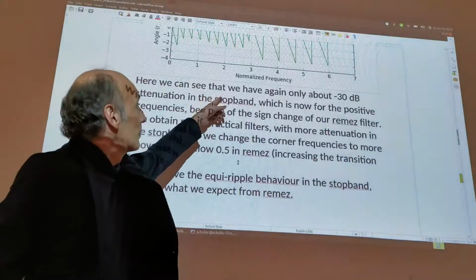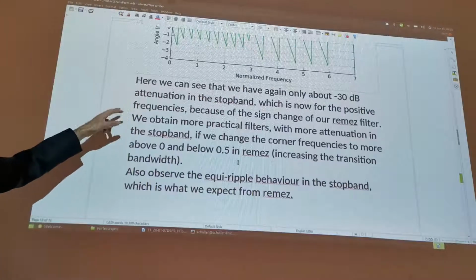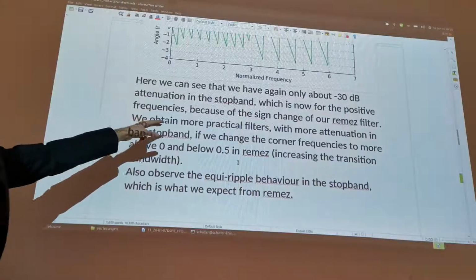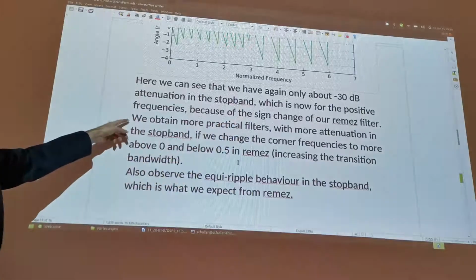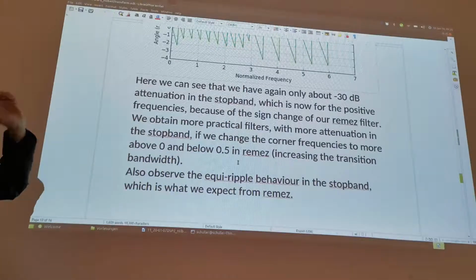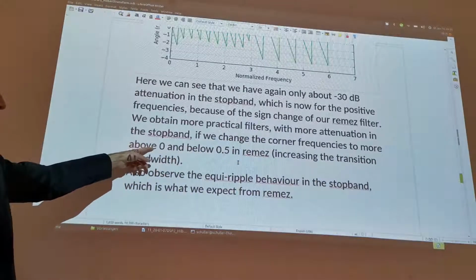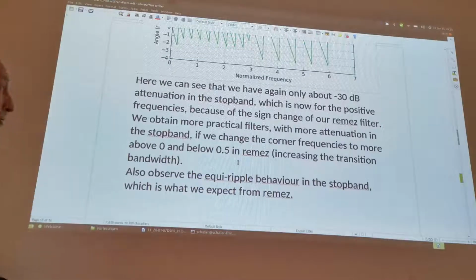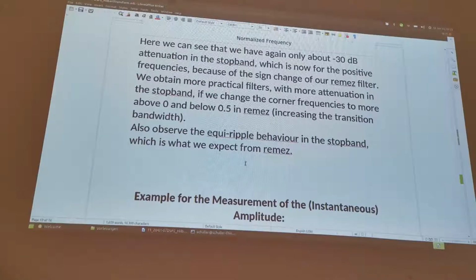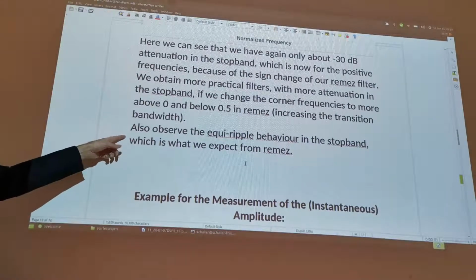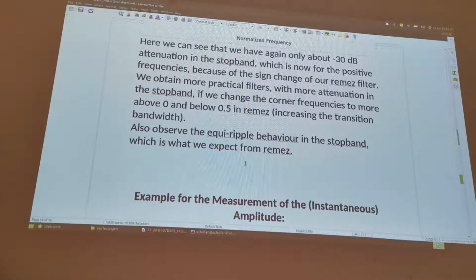Yeah, so again, we have roughly this minus 30 dB attenuation, which is now for the positive frequencies because of the sign change of the Remez filter. So we obtain a more practical filter with more attenuation in the stop band if we change the corner frequencies to above 0 and below 0.5 in Remez, which means increasing the transition bandwidth. Also interesting is the equiripple behavior, as I just said, from Remez, which is often preferable for practice.